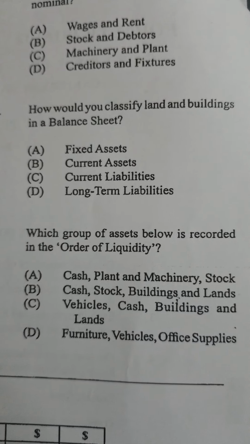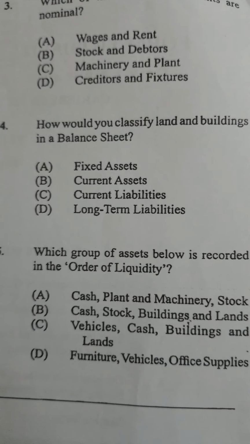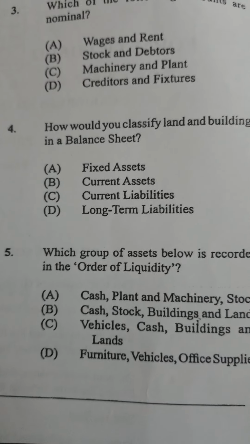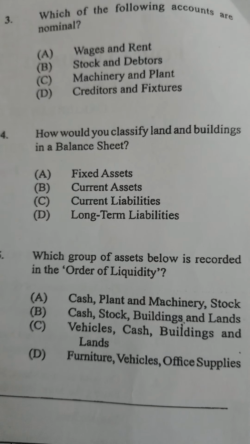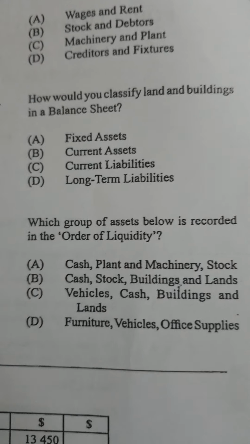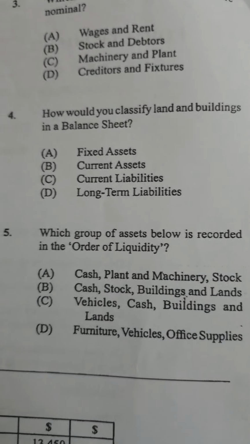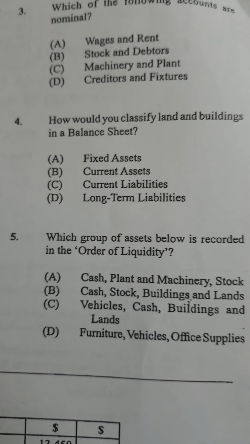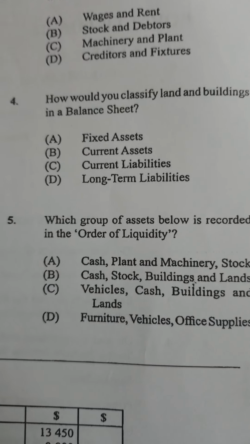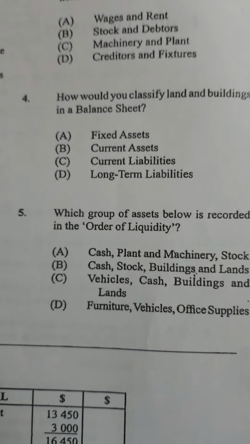One would ask, why not A? Well, we start with cash, but it is not in the order of liquidity because if you notice, stock is at the end. So land and building would have been more permanent than stock. So it is cash, stock, and then building, and then land. All right, let's move on to the next question.